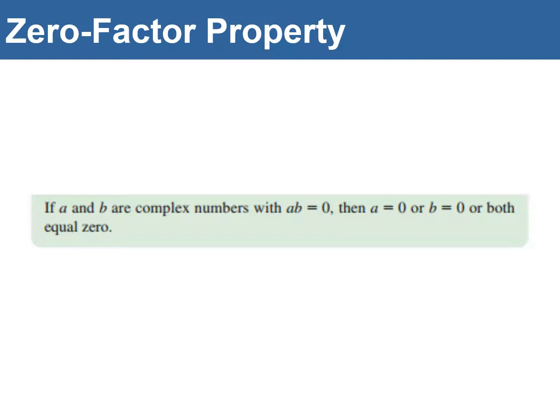Now, the zero factor property says if a and b are complex numbers and a times b is 0, then either a is 0 or b is 0, or they're both 0. Now remember, when I say complex numbers, this also takes into account real numbers, where the complex part is 0.